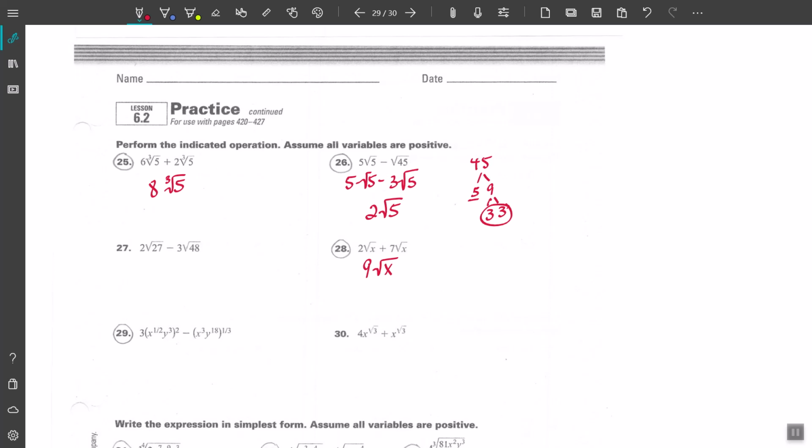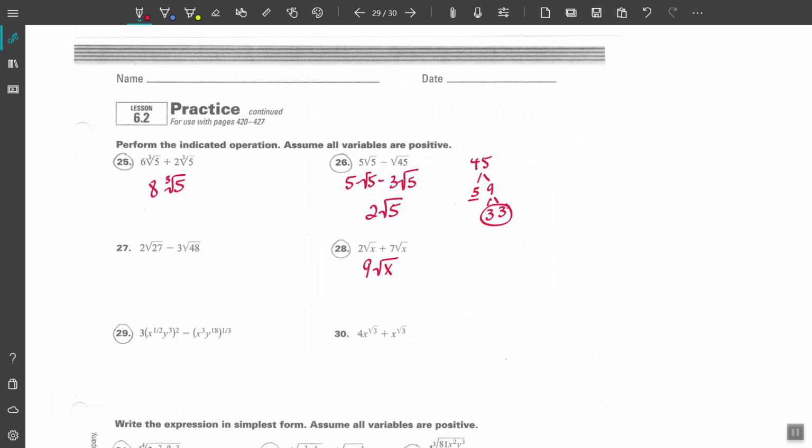Now on number 29, we have to do some simplification before we can do any combining. Maybe a good way to think about it is that in 25, 26, and 28, we had to double check whether what was under the radical matched. In 25 they did, so we didn't have to do any simplification. In 26 they didn't. The 5 and the 45 didn't match, so we had to simplify the square root of 45 until they did match. In 28 they matched, so we could just go ahead and combine them. So before you combine, whether it's adding or subtracting, make sure that what's under the radical matches.